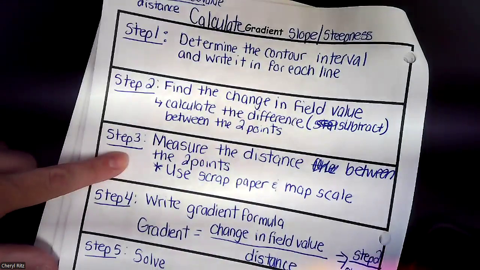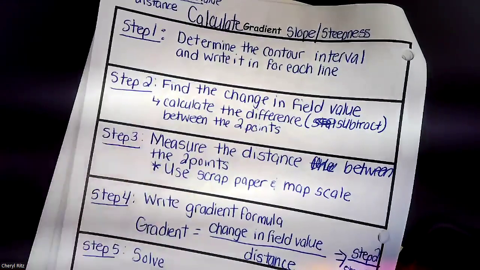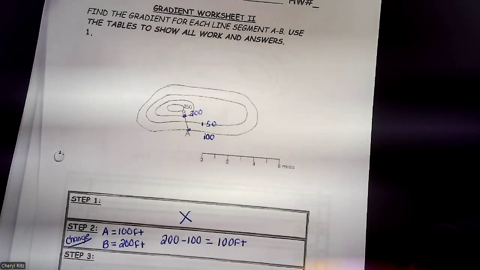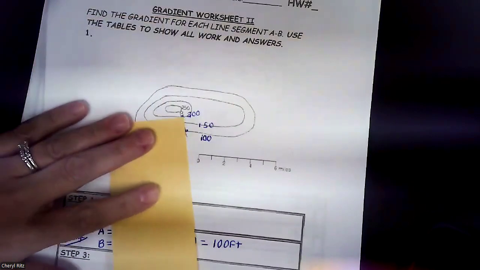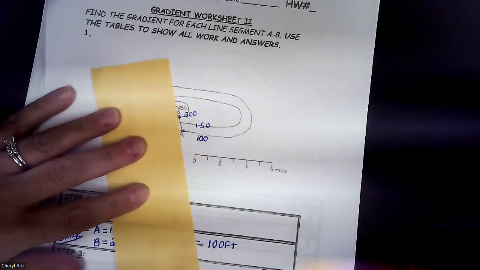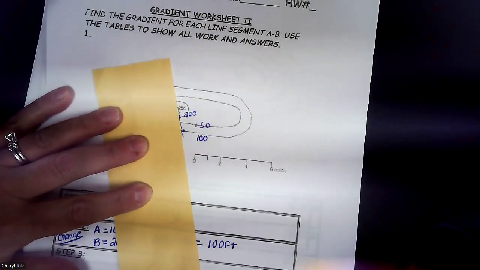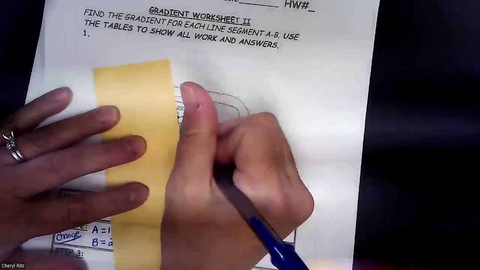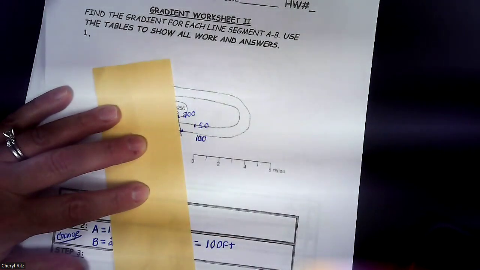Step 3 says measure the distance between the 2 points. Use scrap paper and a map scale. Scrap paper. How do I use a scrap paper to find the distance between A and B? Okay, one, I don't like when you use the ends. It causes an optical illusion. So when you're doing this now, you're not doing a profile now. So I don't care about this 150 line. Don't mark it. You don't need it.